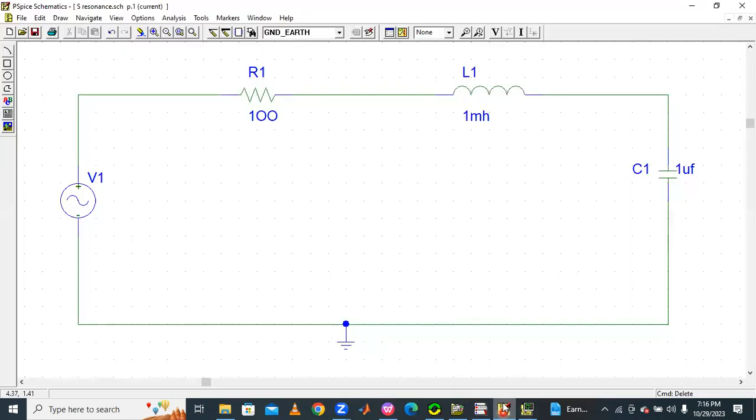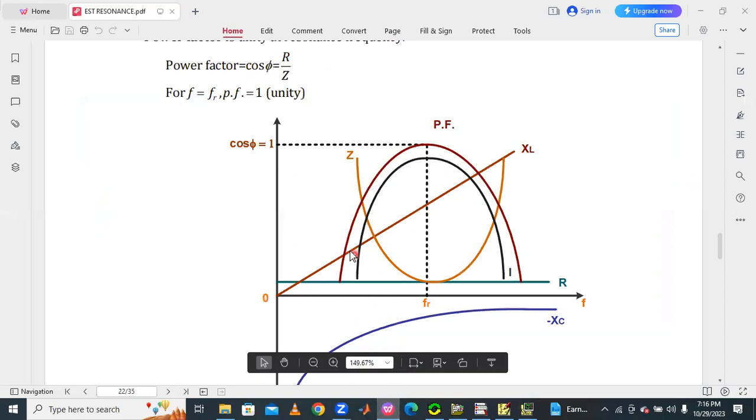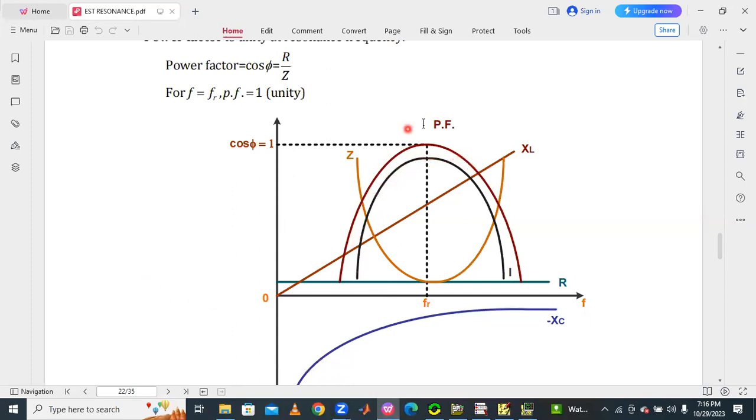Understood? So from XL versus frequency, a straight line, and XC versus frequency, decreasing, you can also validate this. And next, current increases like this, voltage also increases like this. At resonance frequency, there is maximum voltage across the resistor. So this is about the series RLC circuit under resonance condition, verified using PSpice.